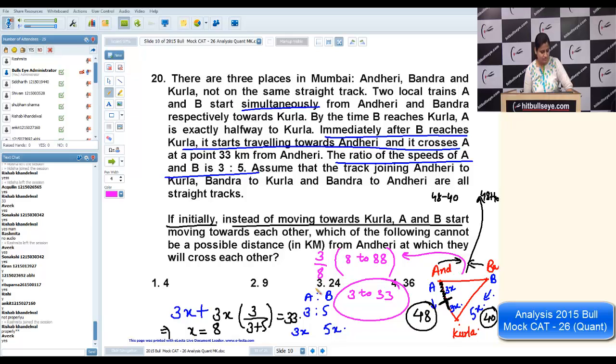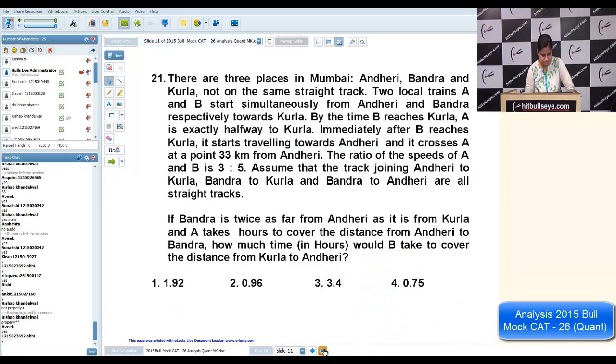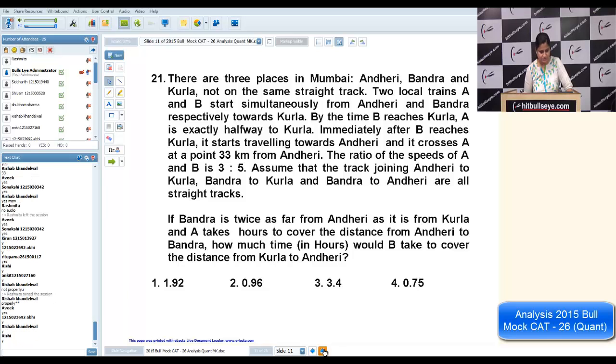Is it okay now? Yes. Guys, should I move further? Okay. Now coming to question number 21. Any problem in this? Any problem in this question? Please make it fast, guys.